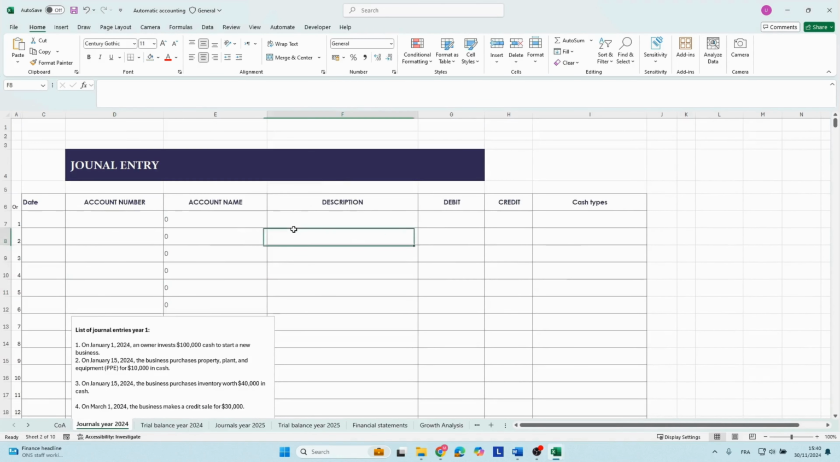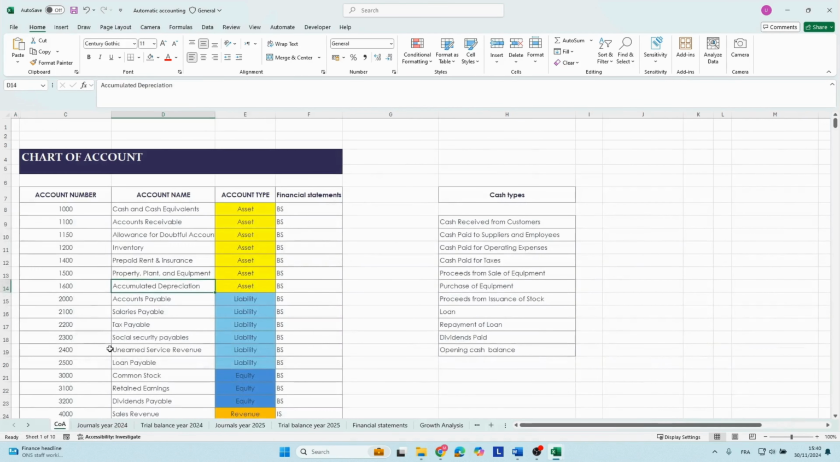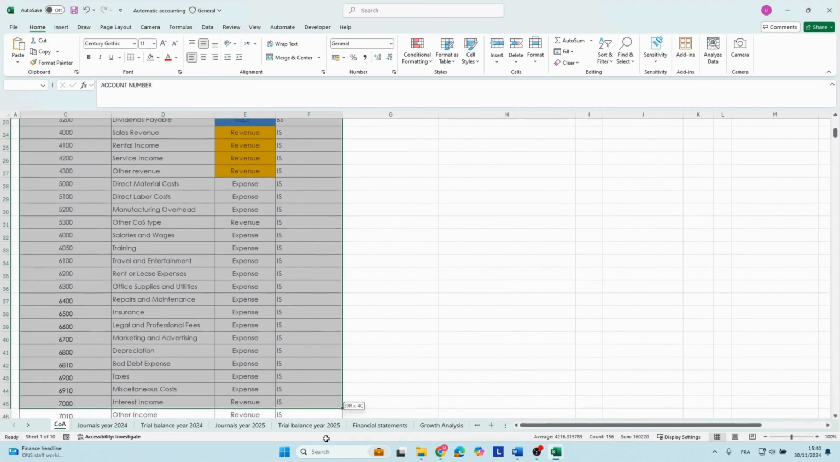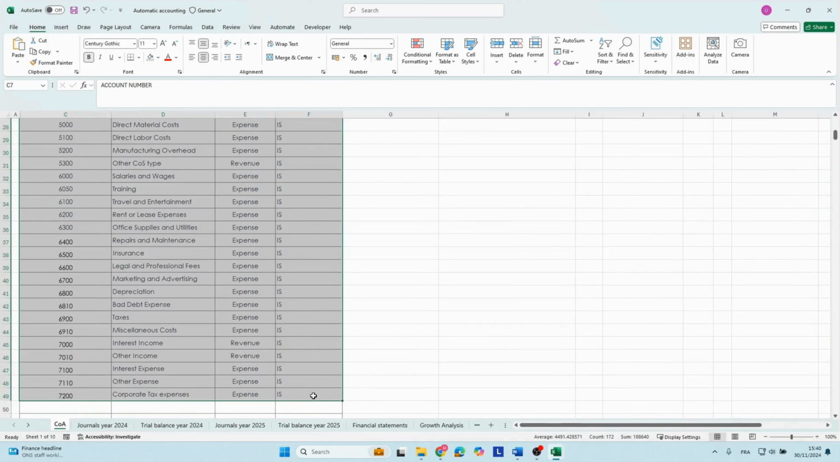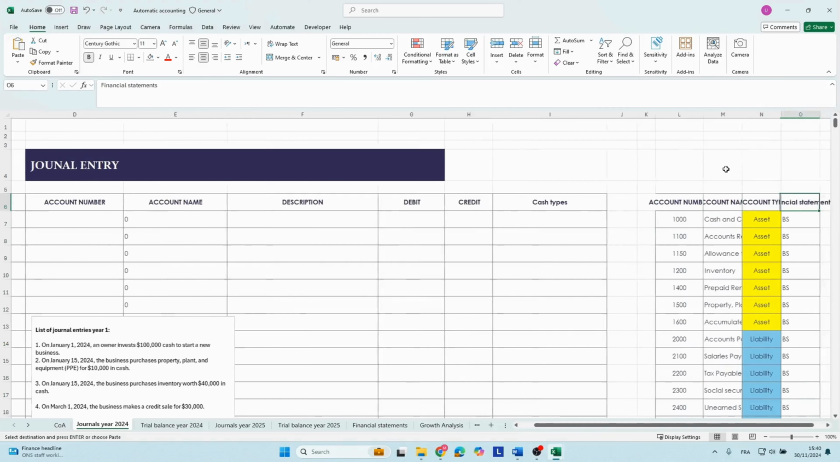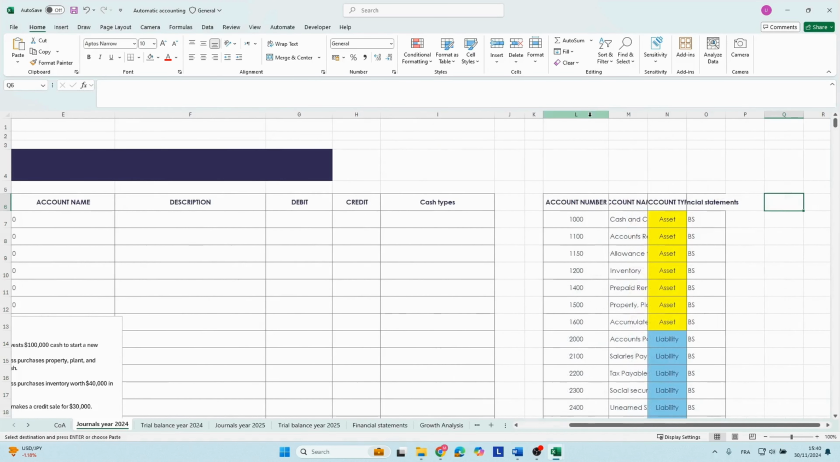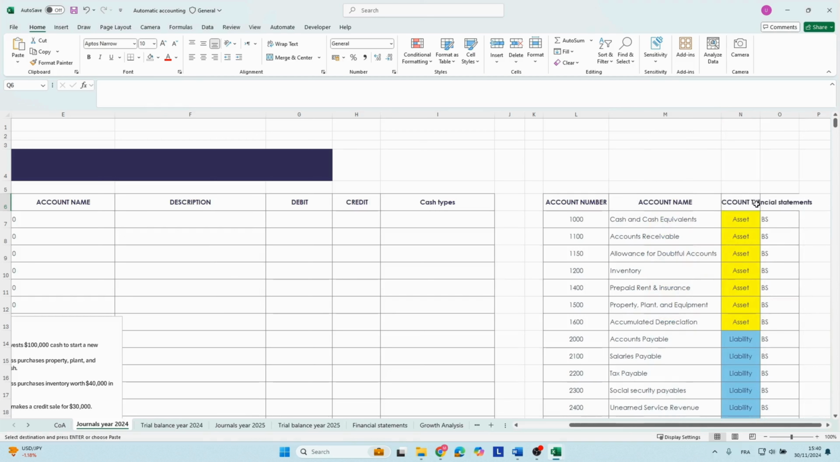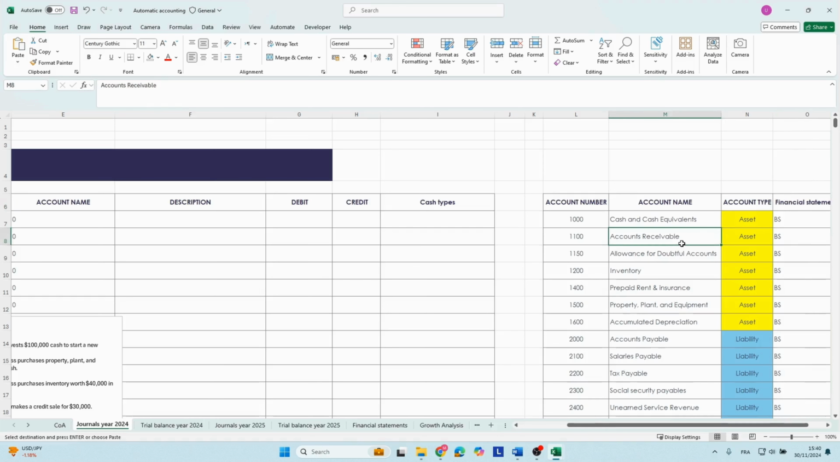Before we start booking the transactions, we need to bring the chart of accounts. It's better to put it on the right side, so we may need one booking tab. Here we have all the different accounts, and the account type is asset, liabilities, revenue, or cost.